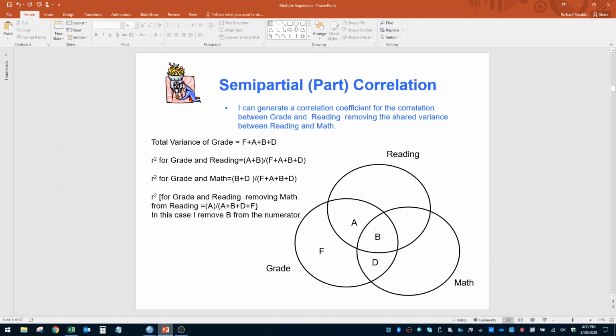This calculation here is referred to as a semi-partial or part correlation. What it is, I'm separating out the B to figure out what is a unique predictor, in this case, say for math, as a ratio of the overall variability for grade. And that's referred to as a semi-partial or part correlation.